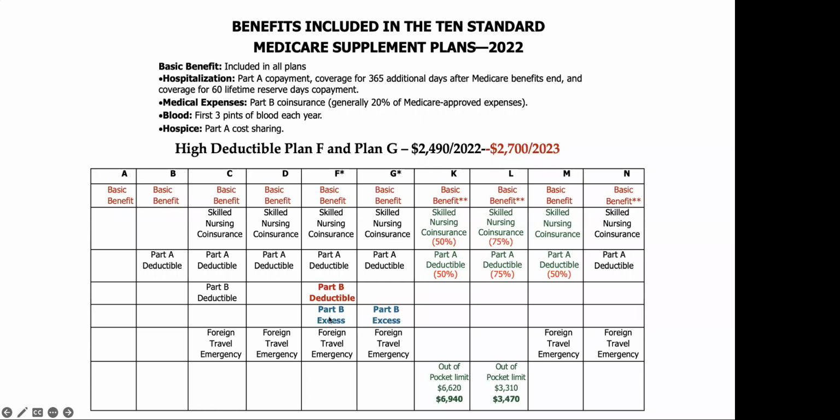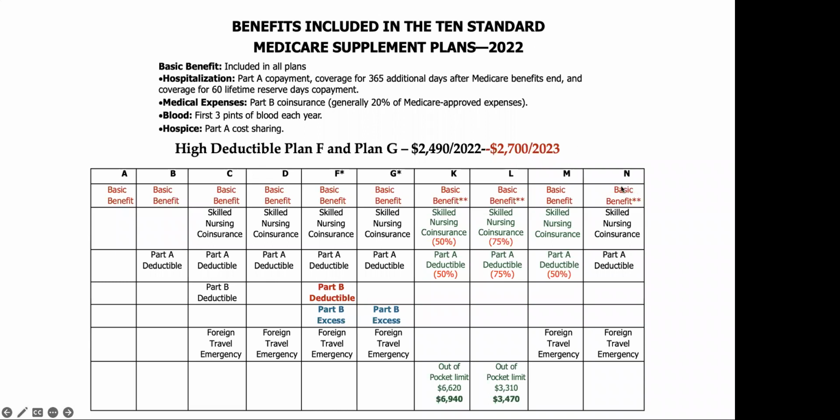And you'll see that both Plan F and Plan G cover Part B excess charges, which are the charges that get incurred if you use a non-participating provider. So these are the two most comprehensive plans, and typically they are the most expensive plans, which I'll show you what these typical costs are in the next slide. People who want to try to save a little bit of money on their monthly premium for a Medigap supplemental plan often gravitate to Plan N. This is one of the other very popular plans.